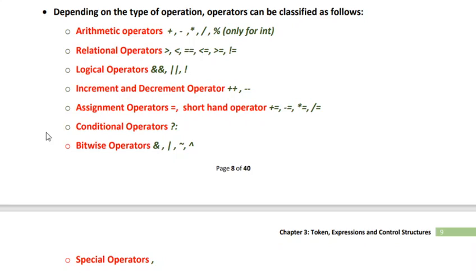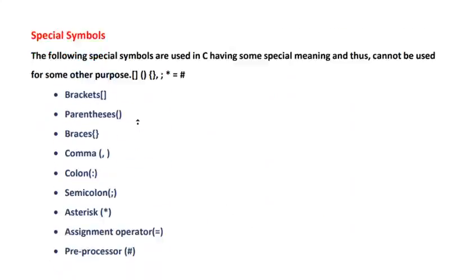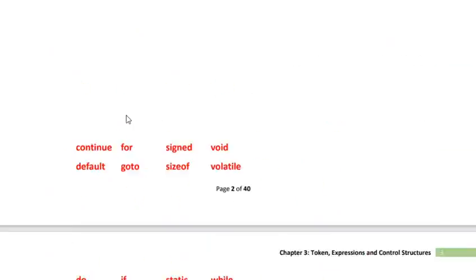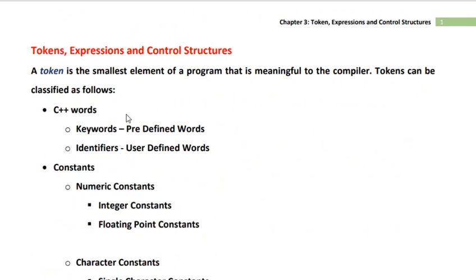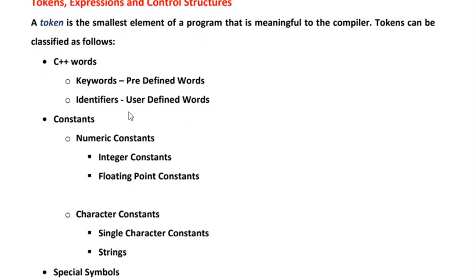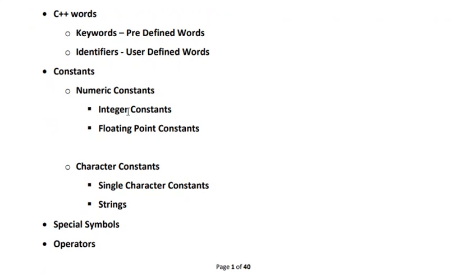So in today's class, we have learned about what a token is and the different compositions of tokens. We have learned about C words, keywords and identifiers. We have learned about constants, different types of constants, and the way constants are expressed. We have learned about different types of special symbols, and about operators.